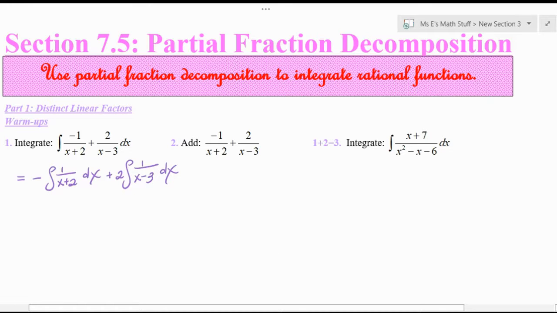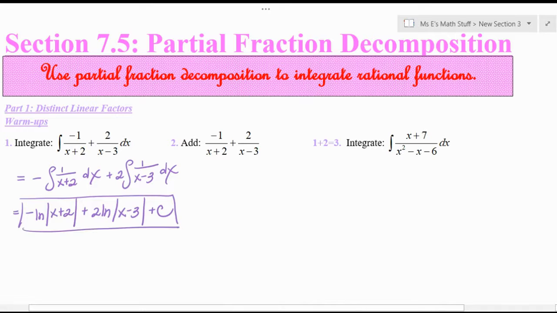And since your du would equal your dx, I hope it makes sense. You could just apply the natural log rule to each one. So for the first one, you'd have natural log of x plus 2, or the absolute value that is. And for the second one, you have 2 times the natural log of the absolute value of x minus 3. And then don't forget plus c. Okay, again, you could show your substitution to make sense of that as well.